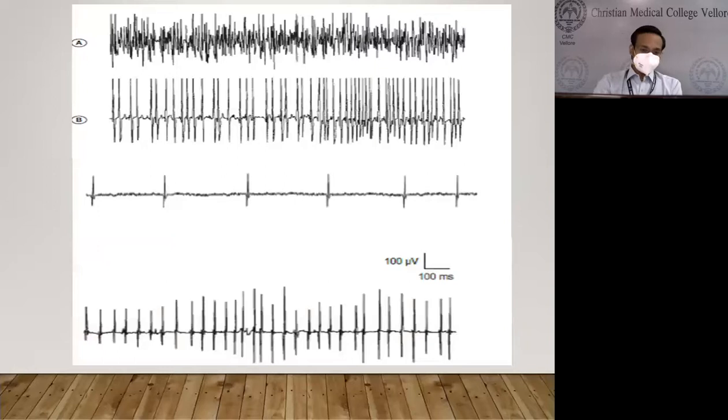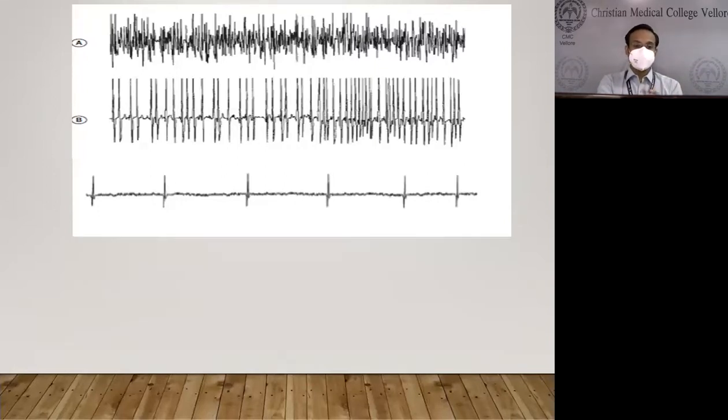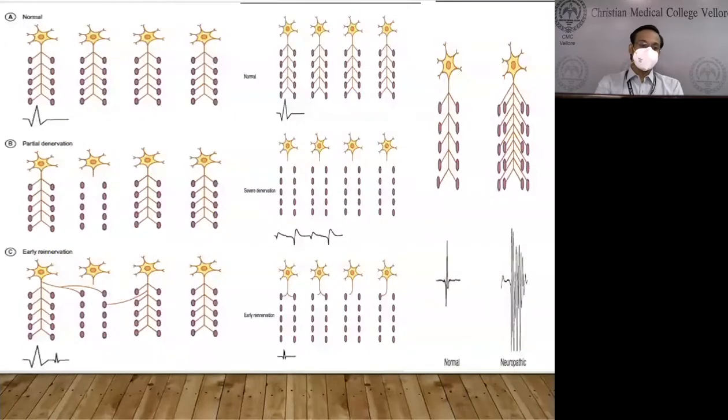And finally, like I just discussed previously, sometimes when you have partial denervation you get these kinds of satellite potentials.